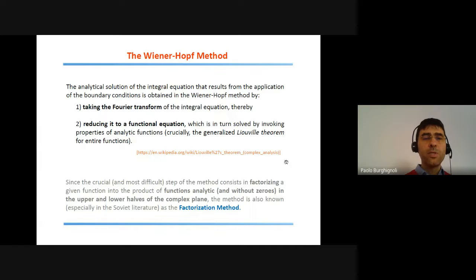Now, the crucial step in this method, as we will see, consists in factorization of a given function into the product of two analytic functions that are also, in addition to being analytic, without zeros in the upper or the lower halves of the complex plane. So for this reason, the method is also known as the factorization method, and this is a name that is used especially in the Eastern Soviet literature.